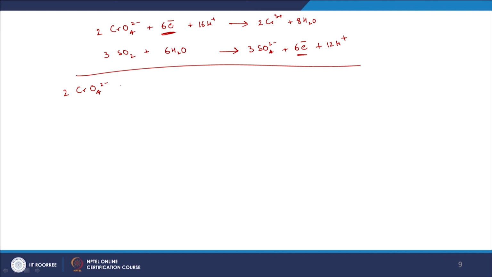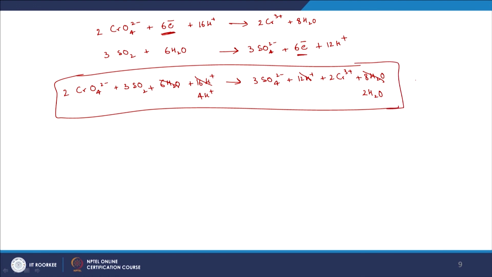2 CrO4 2 minus plus 3 SO2 plus 6 H2O plus 16 H plus would go to 3 SO4 2 minus plus 12 H plus plus 2 Cr3 plus plus 8 H2O. And obviously I need to now balance out with respect to H2O and such. So here I have 8 and 6, so in effect this would end up being 2 H2O here. And here I have 16 H plus and 12 H plus, so in effect this would end up being 4 H plus here. So this is my overall redox reaction.